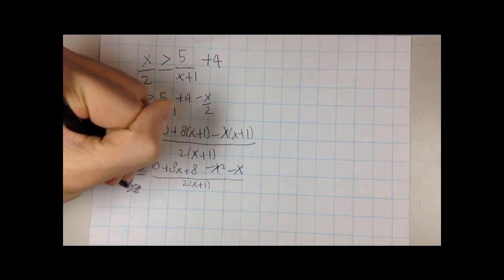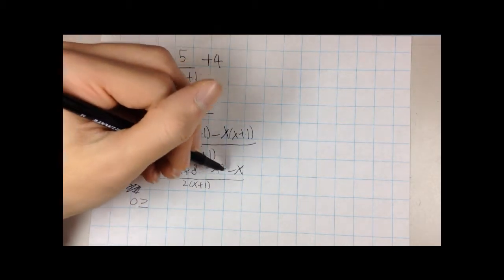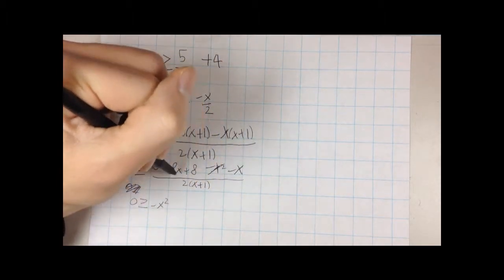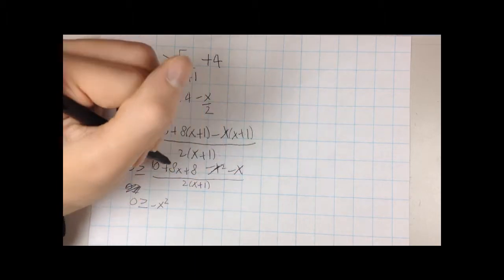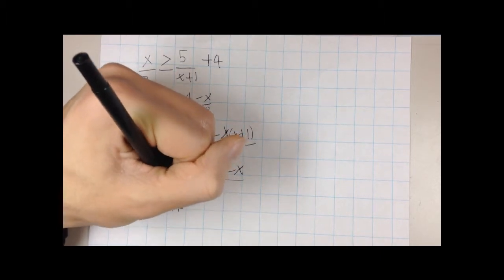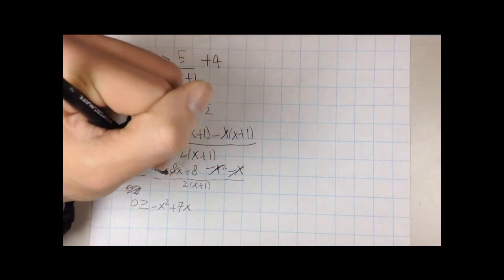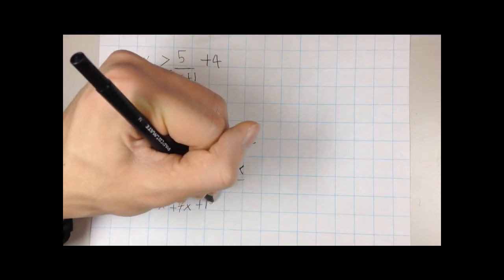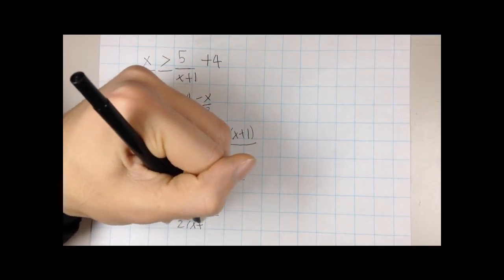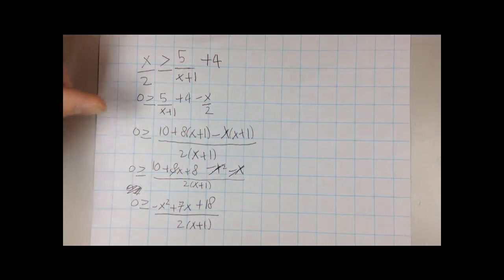And so I'll write this a bit lower. So we're going to have 0 is greater than or equal to, so we're just going to have a negative x squared. And then for our x's, we're going to have negative x plus 8x, which is just going to be 7x. Then finally, we're going to have 10 plus 8, so that's going to be 18. And this is still going to be over 2 times (x plus 1). In this one, we don't need to expand because it's already factored nicely.